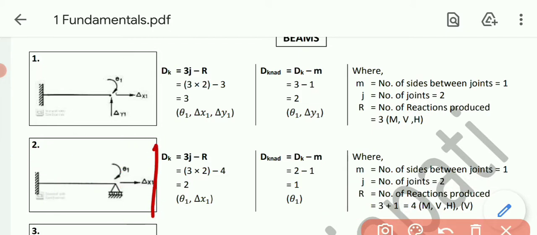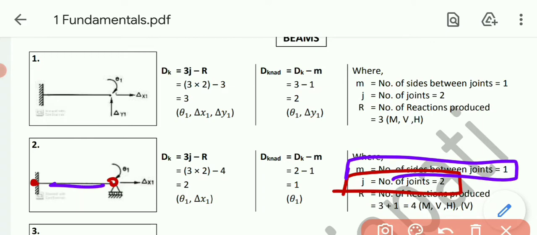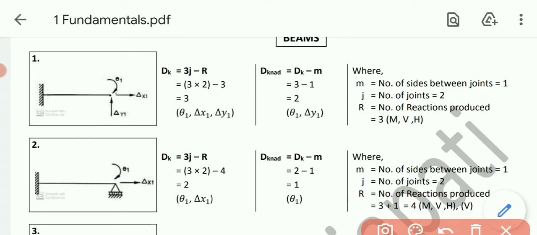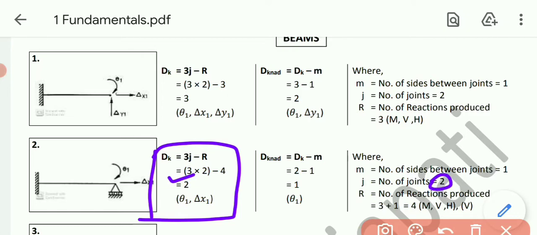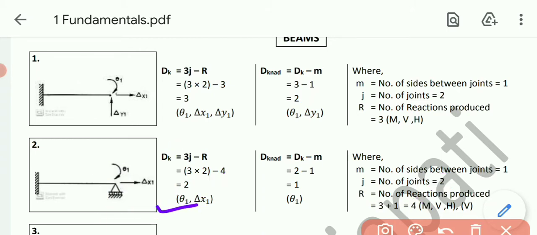Let's solve the sum. Dk is 3j minus r. The joint count is remaining: the number of joints is 2. And talking about m, the number of members between the joints, that is only one. So finally Dk is 3j minus r: 3 times j is 2 and r is 4. So 6 minus 4, the answer comes 2. And as I told you, only one reaction is produced, so the remaining displacements will be our final answer. So our answer will be theta 1 and delta x1.